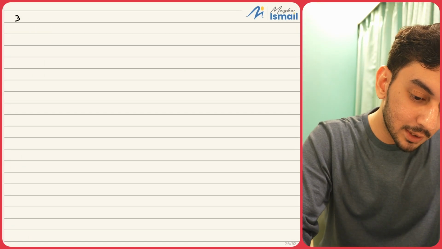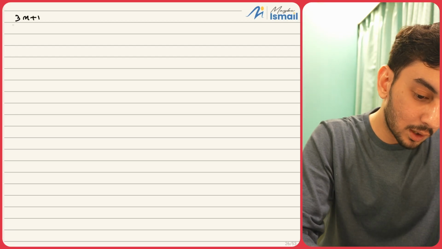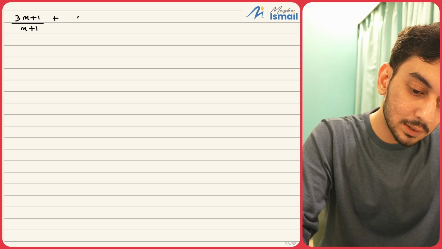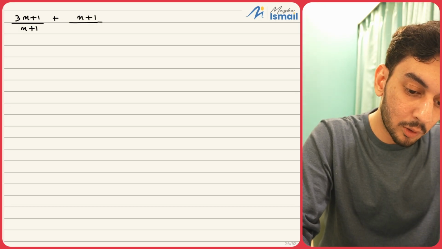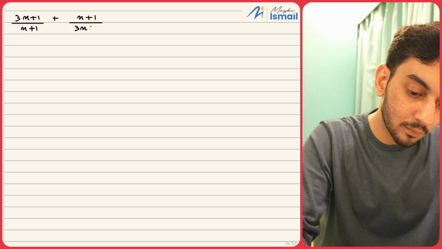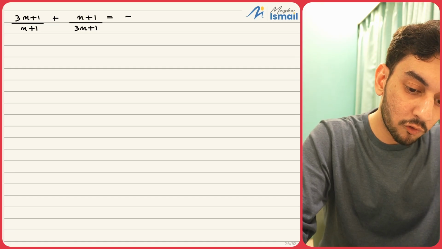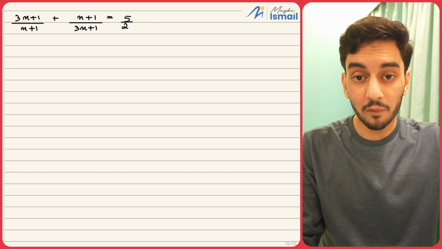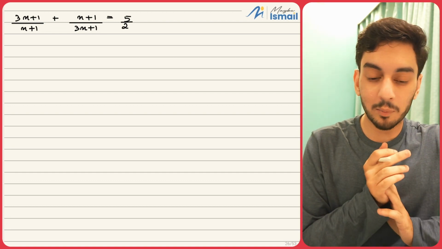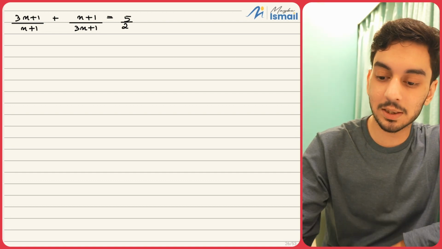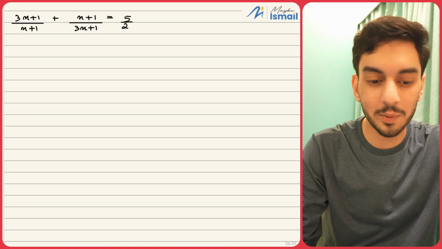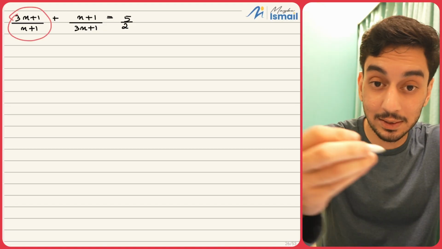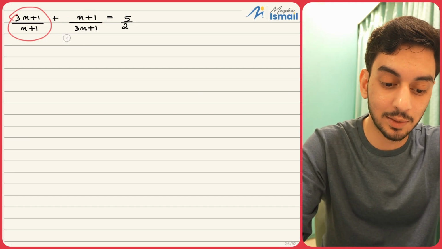Okay, so my question is 3x plus 1 upon x plus 1 plus x plus 1 upon 3x plus 1 is equal to 5 over 2. There are again two ways of doing it. First is that you just cross multiply the fractions and then do all the silly stuff. The second way is to assume it to be something. And the fun fact is that this thing is something and this thing is just the reciprocal of it.